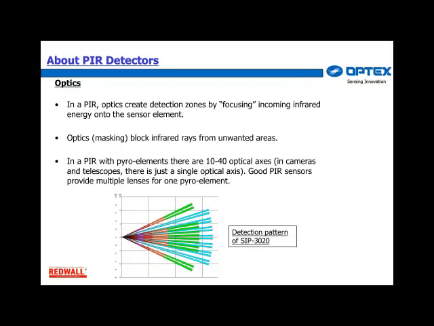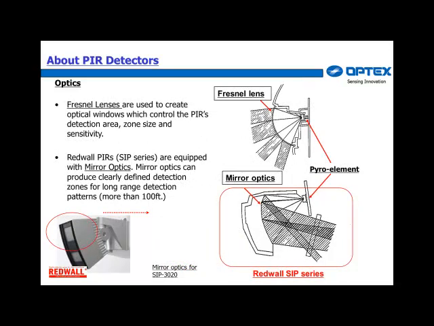In a PIR, optics create detection zones by focusing incoming infrared energy onto the sensor element. In a PIR with pyro elements, there are 10 to 40 optical axes. In cameras and telescopes, there is just one single optical axis. Good PIR sensors provide multiple lenses for one pyro element. Fresnel lenses are used to create optical windows which control the PIR's detection area, zone size and sensitivity.